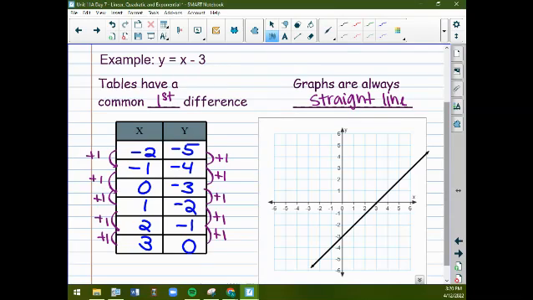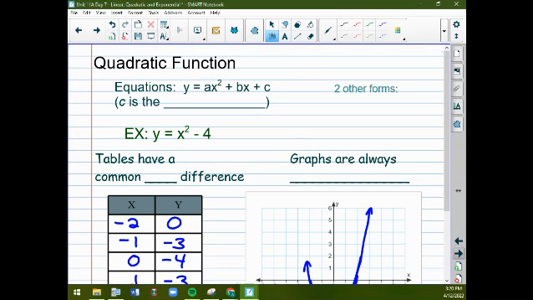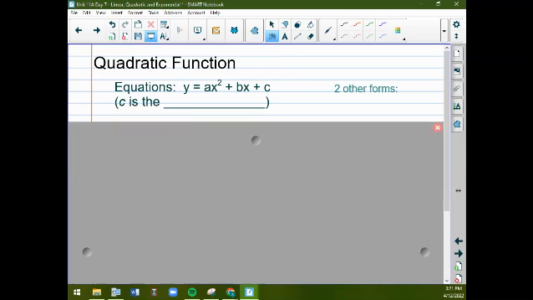Okay? So we look at the change in the y values. When you see that triangle, that represents change in y. And we look at the change in the x values. And the change in the y values must be a common first difference. When we say difference, that means adding or subtracting, not multiplying or dividing. That's something different.